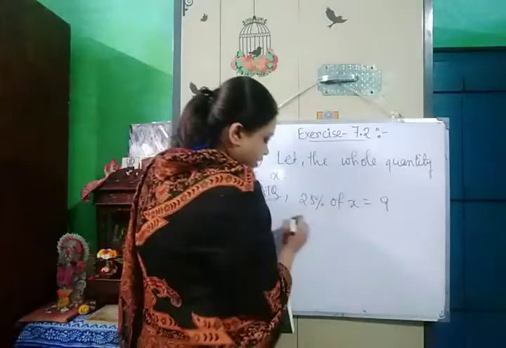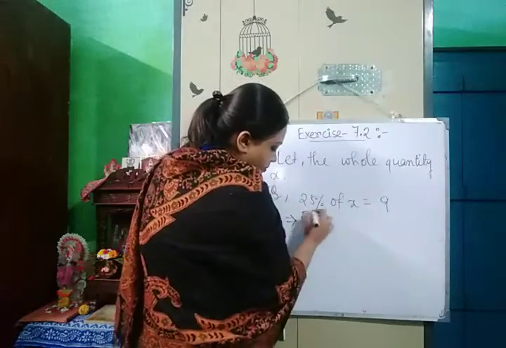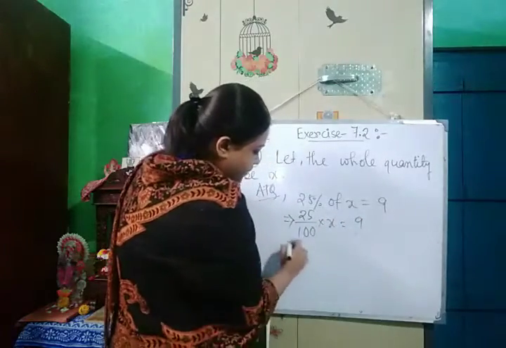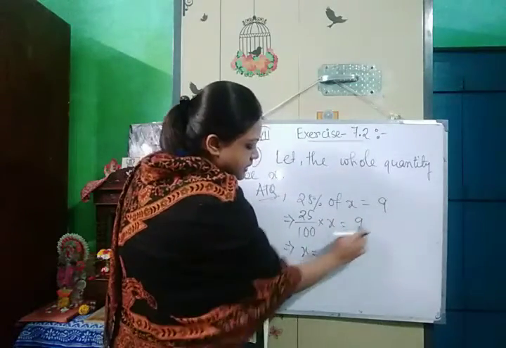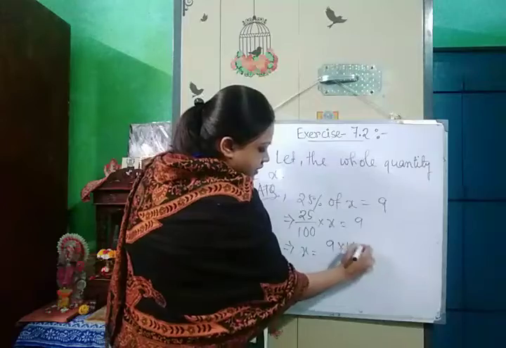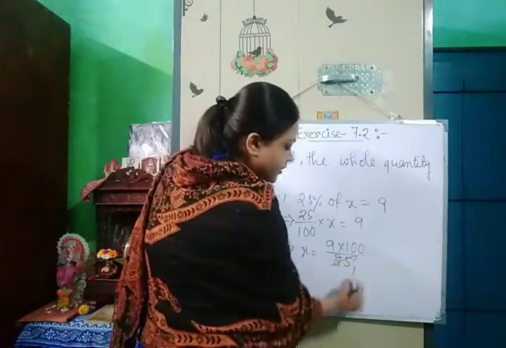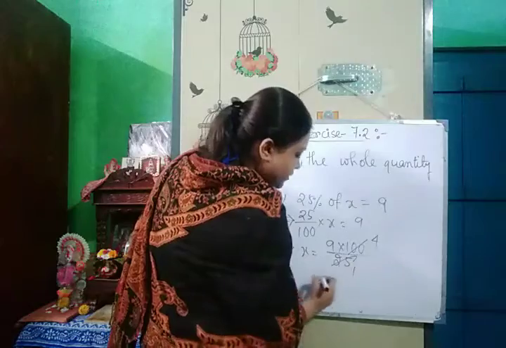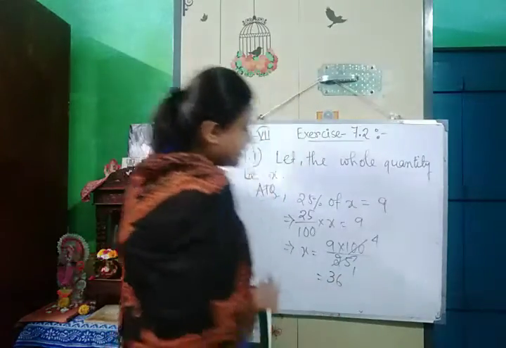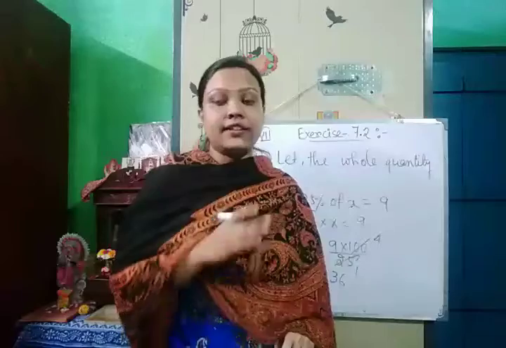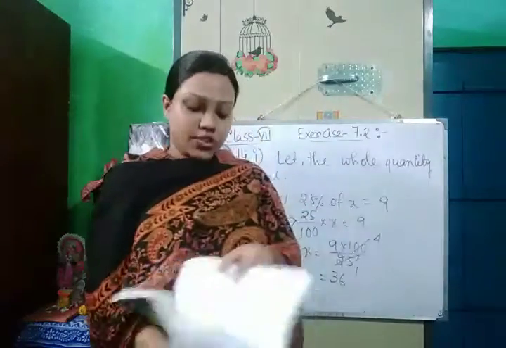So 25% of x means 25 by 100 into x equals 9. So x equals, by cross multiplication, 9 into 100 divided by 25. Now do the cancellation. 25 ones are 25, 25 fours are 100, that is 36. So the whole quantity is 36. x means the whole quantity and that is 36. Okay. So I hope this is clear.